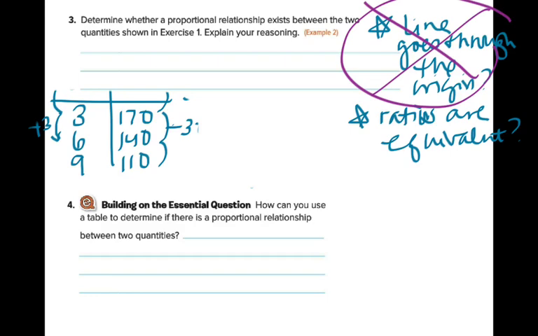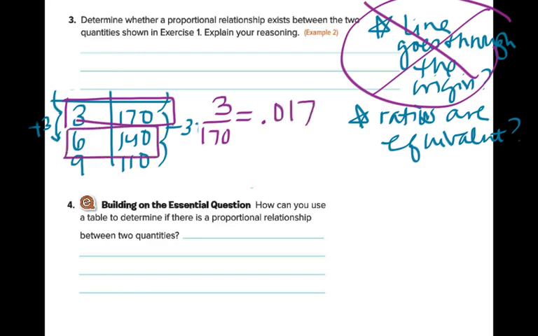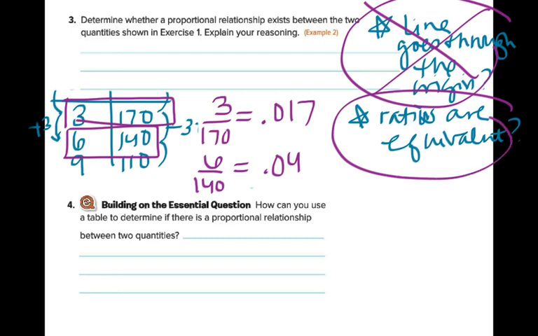Okay, if that didn't make sense to you, or you didn't want to go that route, because it's making you unclear about the table and all that, we could try something different. I can take a look at my ratios, and I could say 3 over 170, divide those out. When I divide, I get 0.017. So let's take a look at my second one. 6 over 140 is 0.04. Because these ratios are not equivalent, this is a big fat no. So you decide what reasoning you want to give. Do you want to give both of these for a reason? Do you want to give one of these for a reason? It's up to you.